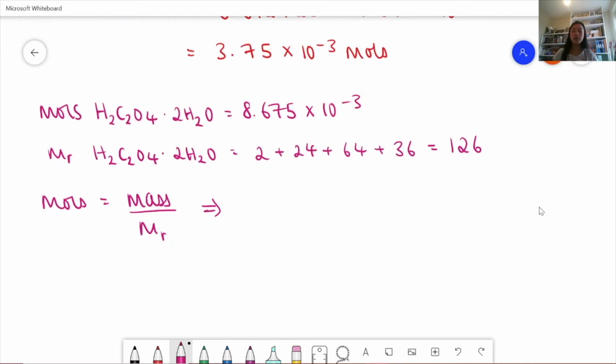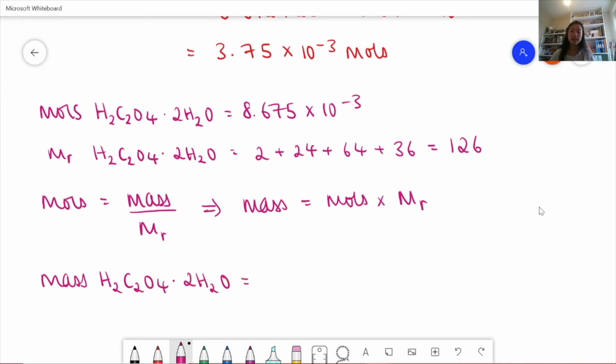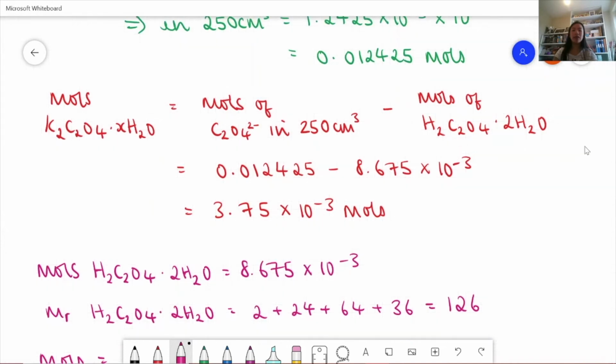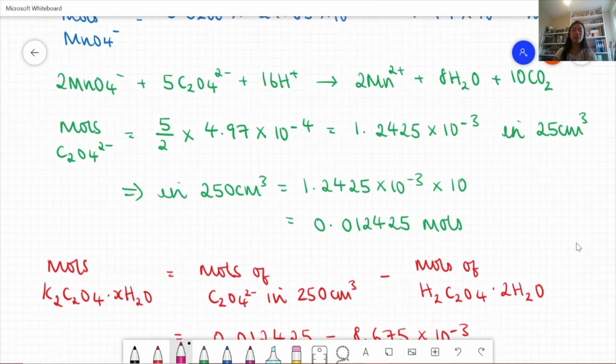And so we have the equation that moles equals mass over the MR. And so rearranging, we have that mass is equal to moles times by the MR. And so the mass of ethane dioic acid is equal to 8.675 times 10 to the minus 3 multiplied by 126. And this gives us 1.09305 grams. And now we can find out the mass of potassium ethane dioate, because we're given the mass of the total sample in the beginning.